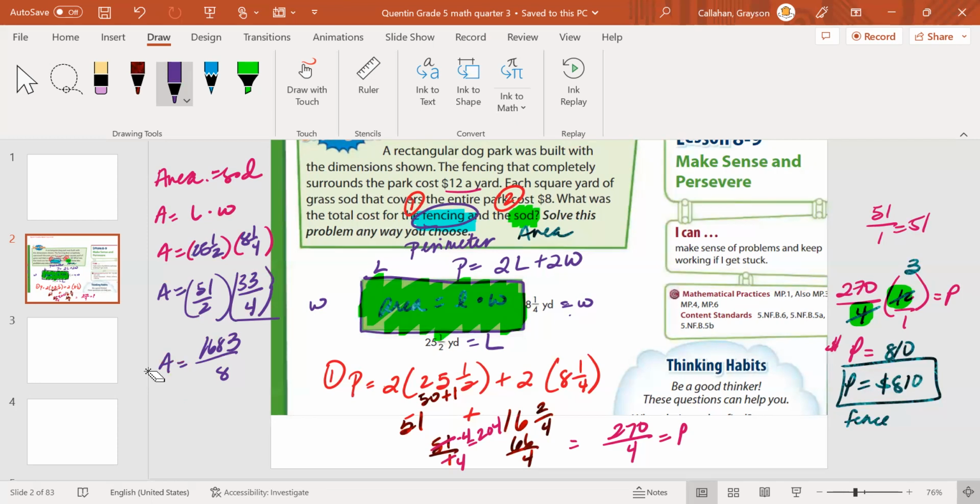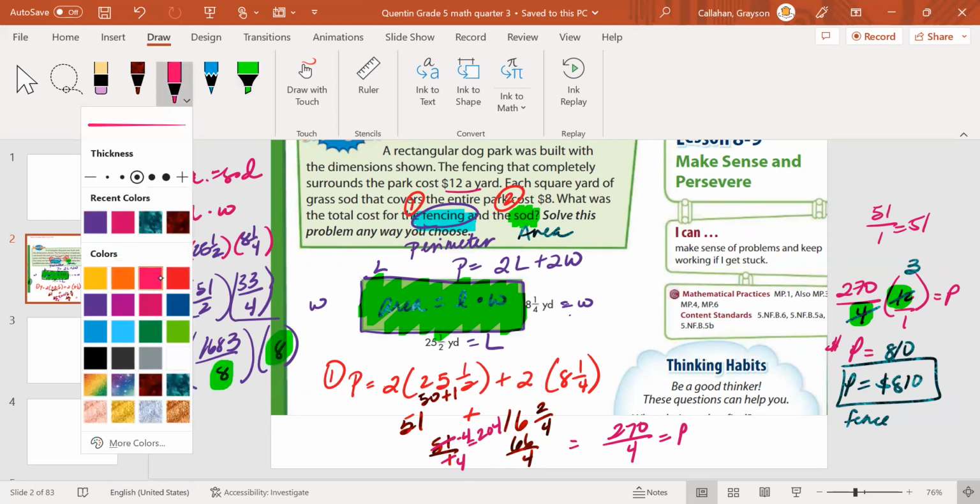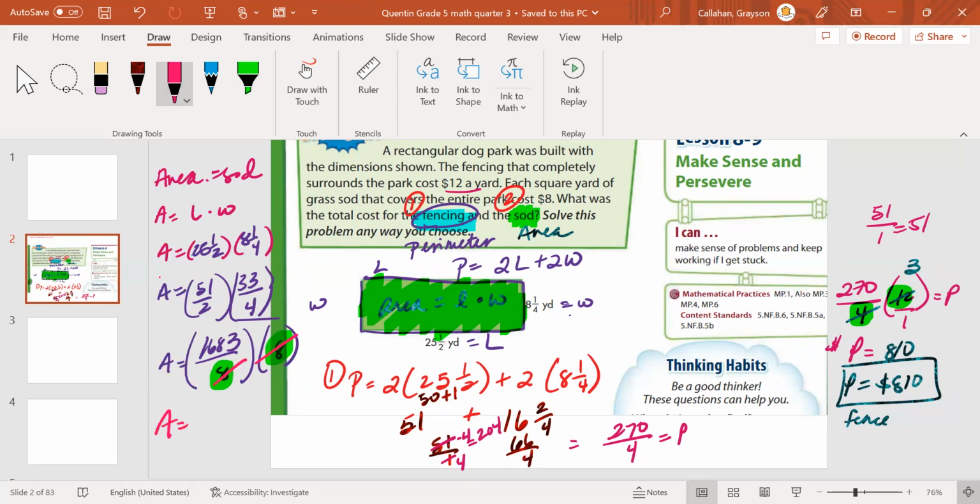Now remember, if this is your area, remember to cover the entire park, it's going to be $8. So take this and times $8. Do you see how this part you have the 8 on top and the 8 on bottom? You can cancel that out. So what's left? $1,683. This is how much it's going to cost to cover the park. Do you see that? Okay. So the fence is going to be $810. The grass to cover the park is $1,683. Do you see that? Okay, let's go ahead and move on to the next part.